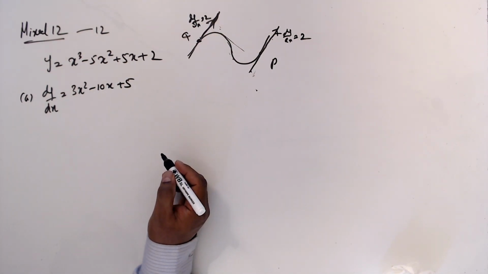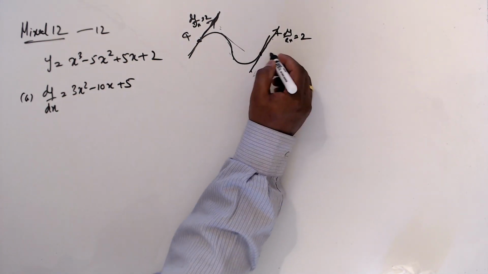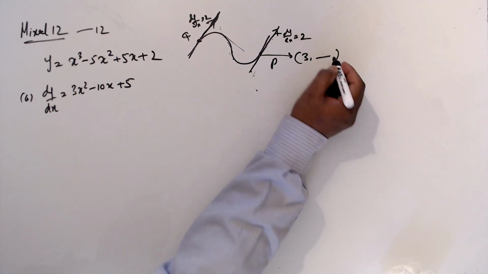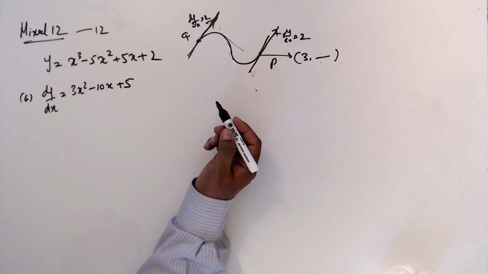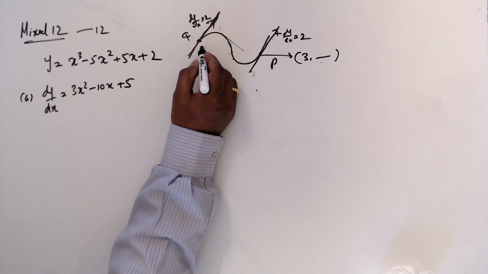The x coordinate of P is 3. So at this point the x coordinate is 3, and if we want, we can find y as well. And now find the x coordinate of Q. So we want to find the x coordinate of Q.